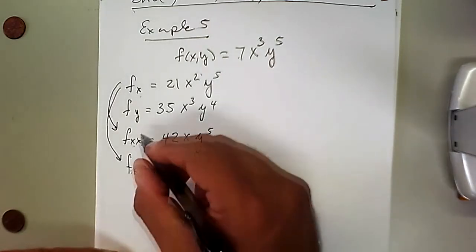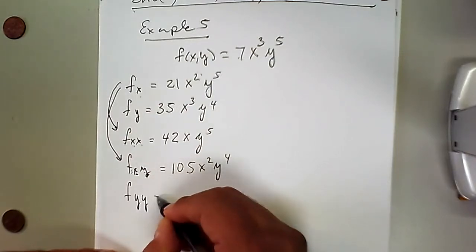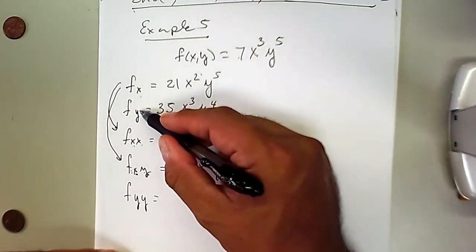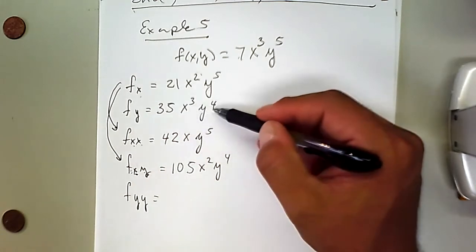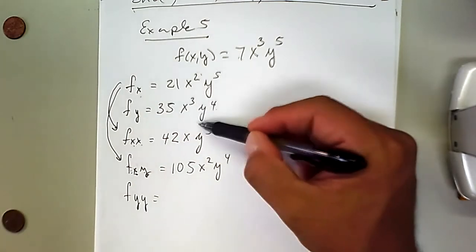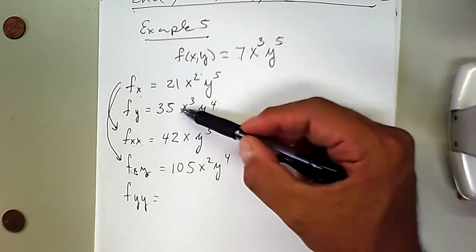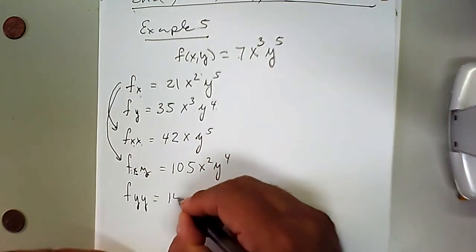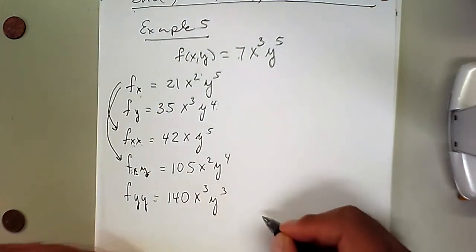All right. Or we could do f sub yy. So start with a derivative with respect to y, and then find the derivative of that with respect to y again. So we just look at this guy, and we end up with 4y cubed. So 4 times 35 is 140. Keep the x cubed, y cubed.